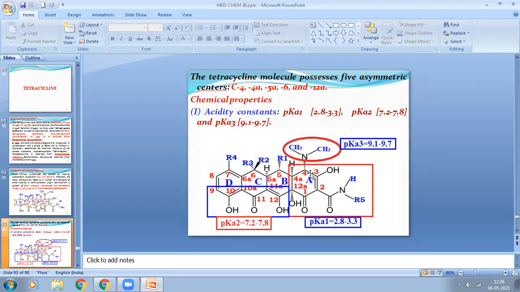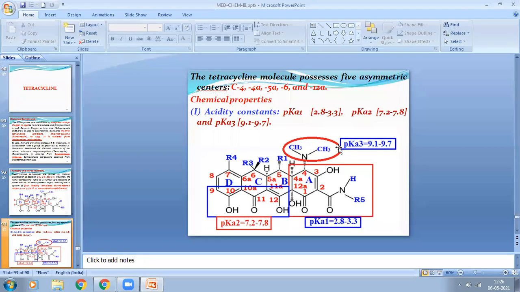Next, the third pK value of tetracycline is 9.1 to 9.7. This pK value is mainly due to the presence of the dimethyl amino functional group at the C4 position.